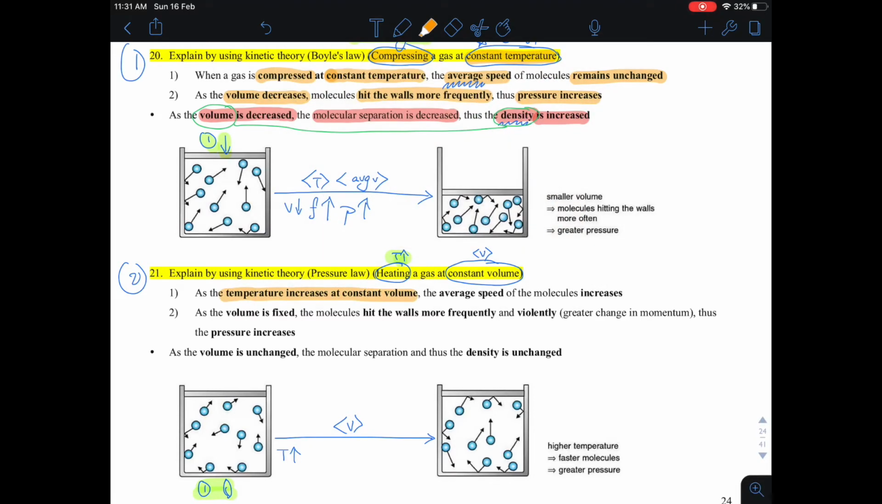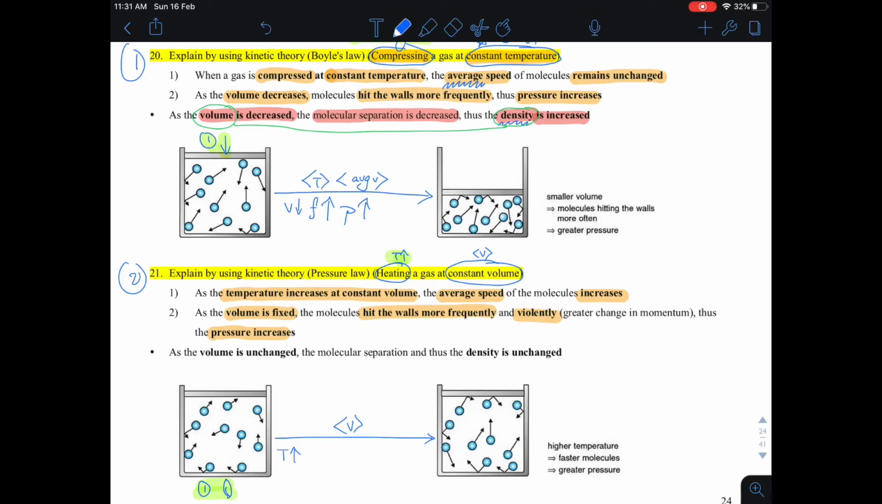Then we explain, as the temperature increases at constant volume, the average speed increases because it becomes faster. And then as the volume is fixed, the molecules will hit the wall more frequently and violently at the same time, because now it is faster, so that it can travel inside at a faster speed, so that it will hit the wall more frequently. And at the same time, because the momentum now is greater, the change in momentum is greater, and we describe it as more violently. Therefore, the pressure increases.